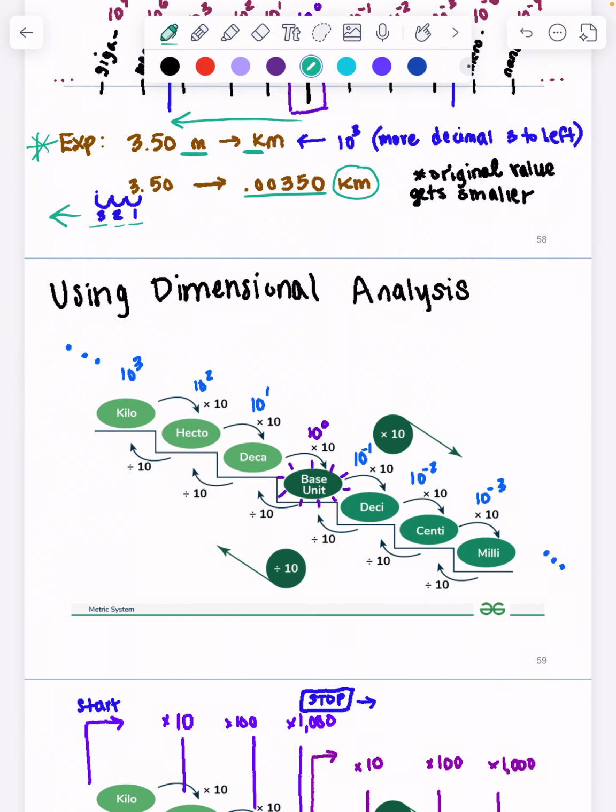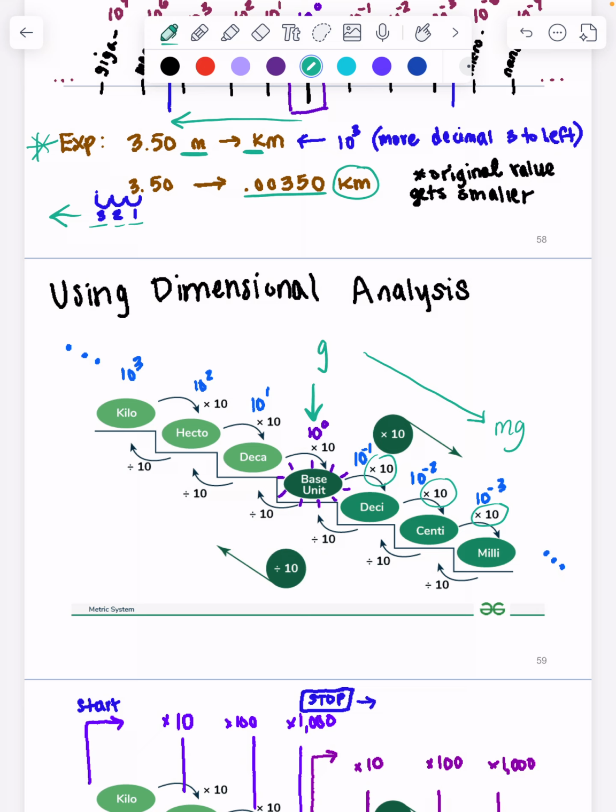So dimensional analysis, right? We're still starting here with our base unit of 10 to the 0. But this time, instead of moving the decimals, we're going to want to multiply or divide to get where we're going. So if our base unit here is grams, and I needed to go all the way down here to milligrams, then I would be multiplying by a very large amount. I would be multiplying by 1,000. 10 times 10 times 10 is 1,000. And so that's how I would get it.